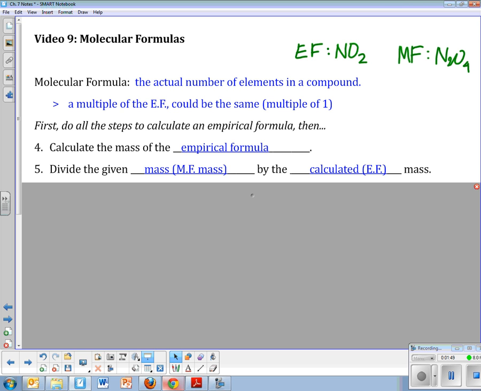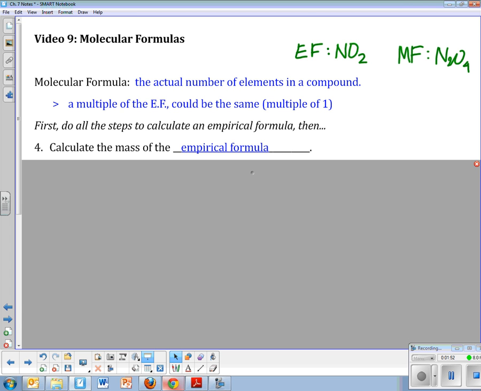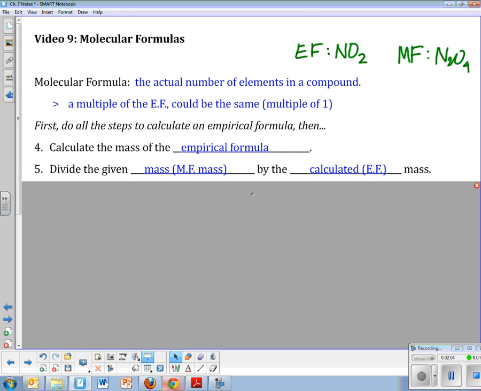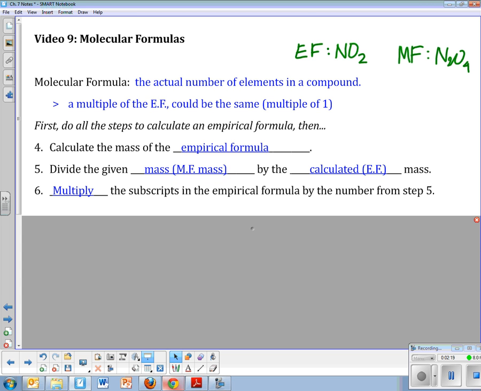Okay? So you have the mass of the empirical formula. That's the first thing you need to find. So in my examples up there in green, I would find the mass of NO2. So I'd add up 1 nitrogen's mass and 2 oxygen's mass. Then I would take the given mass. You're going to have to be given the mass of the molecular formula in your question. And you would take that and you would divide it by the calculated mass, the one you just found for your empirical formula. And then the last thing, number 5's answer: you're going to multiply all your subscripts by that number.